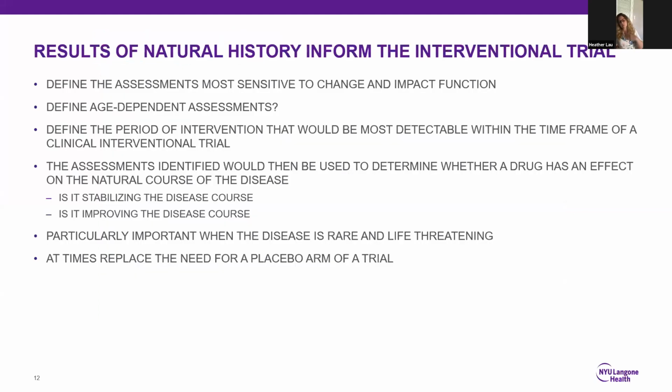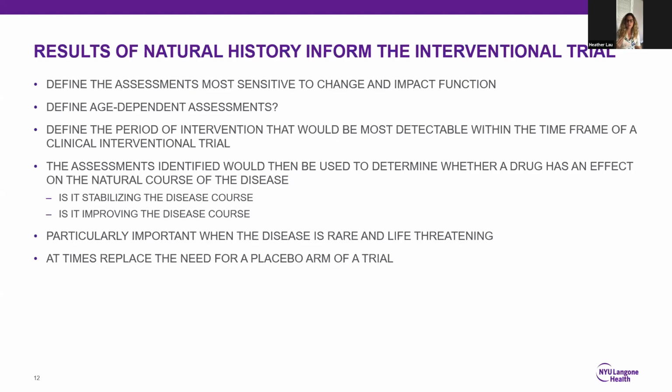So, as we're doing that, what are we going to do with this? So I've already alluded to it. We've already talked about it. So the results of this natural history study will inform the design of the interventional trial. And it's not just this interventional trial. This information should be generalizable to lots of different potential interventions. And so we hope to gain from the natural history study to define a set of assessments that are most sensitive to change in our Canavan patients, and that assess and allow us to understand how the disease impacts function.